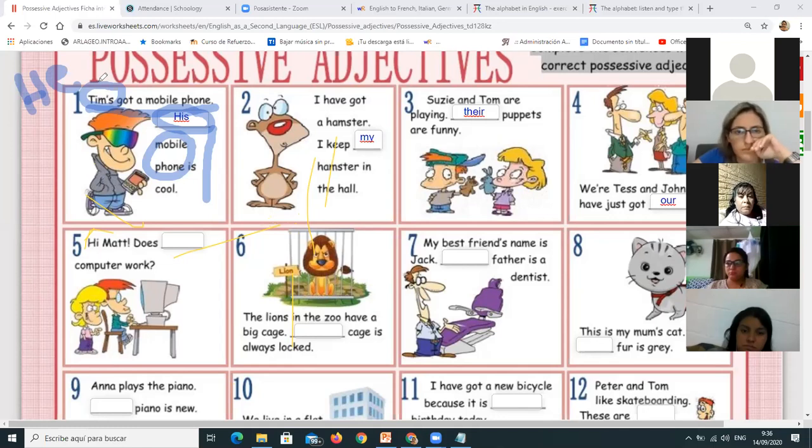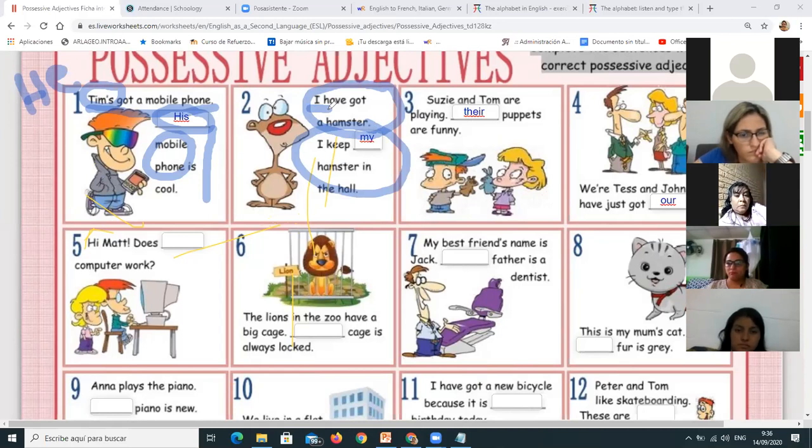Look at number two. In number two, we have two sentences. One more time: I got a hamster. I keep my hamster in the hole. Look, two sentences. But look at sentence number one. The principal subject, or person, in this case is I. And I'm talking about an animal, right? And then I keep the hamster. But who is the owner of that hamster? ¿Quién es el dueño de ese hamster?